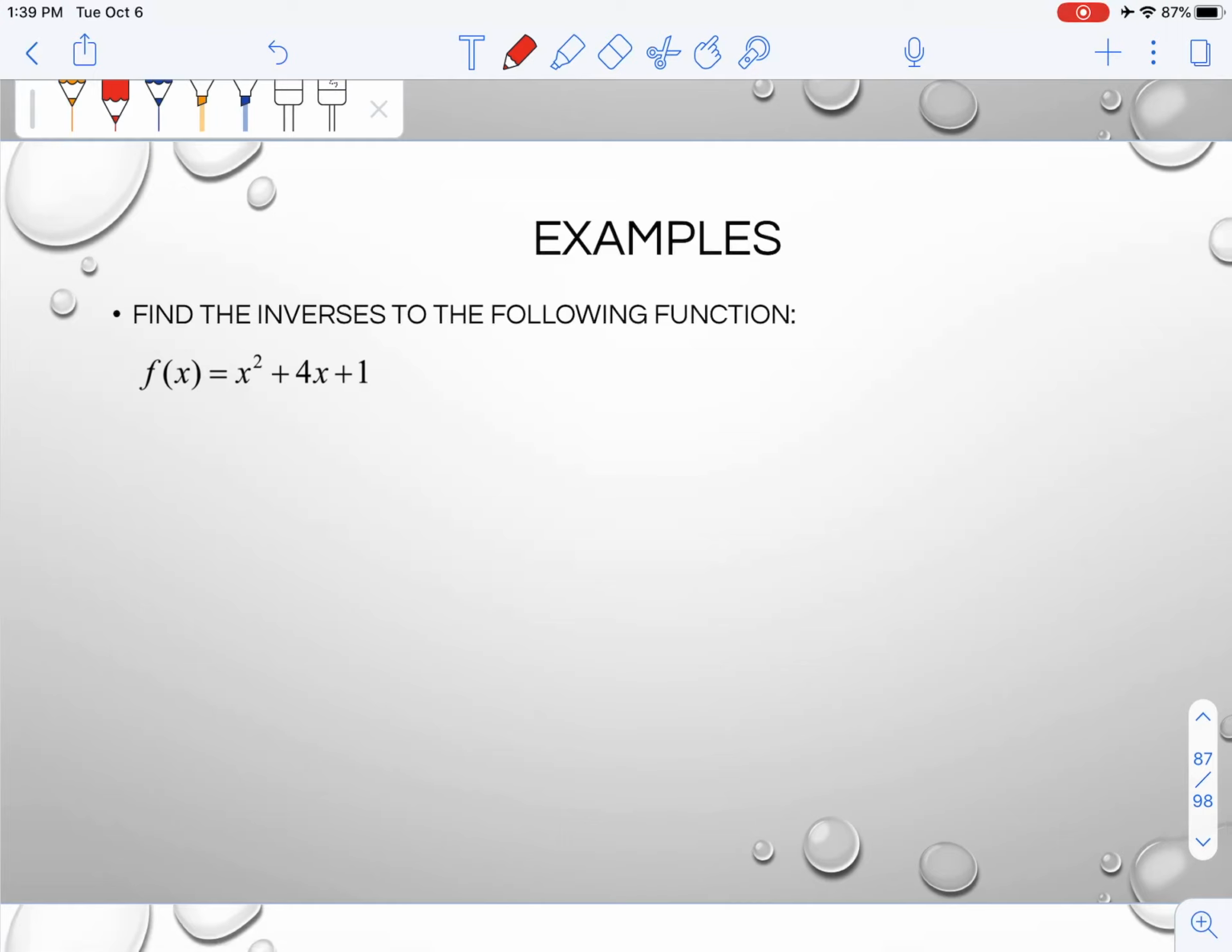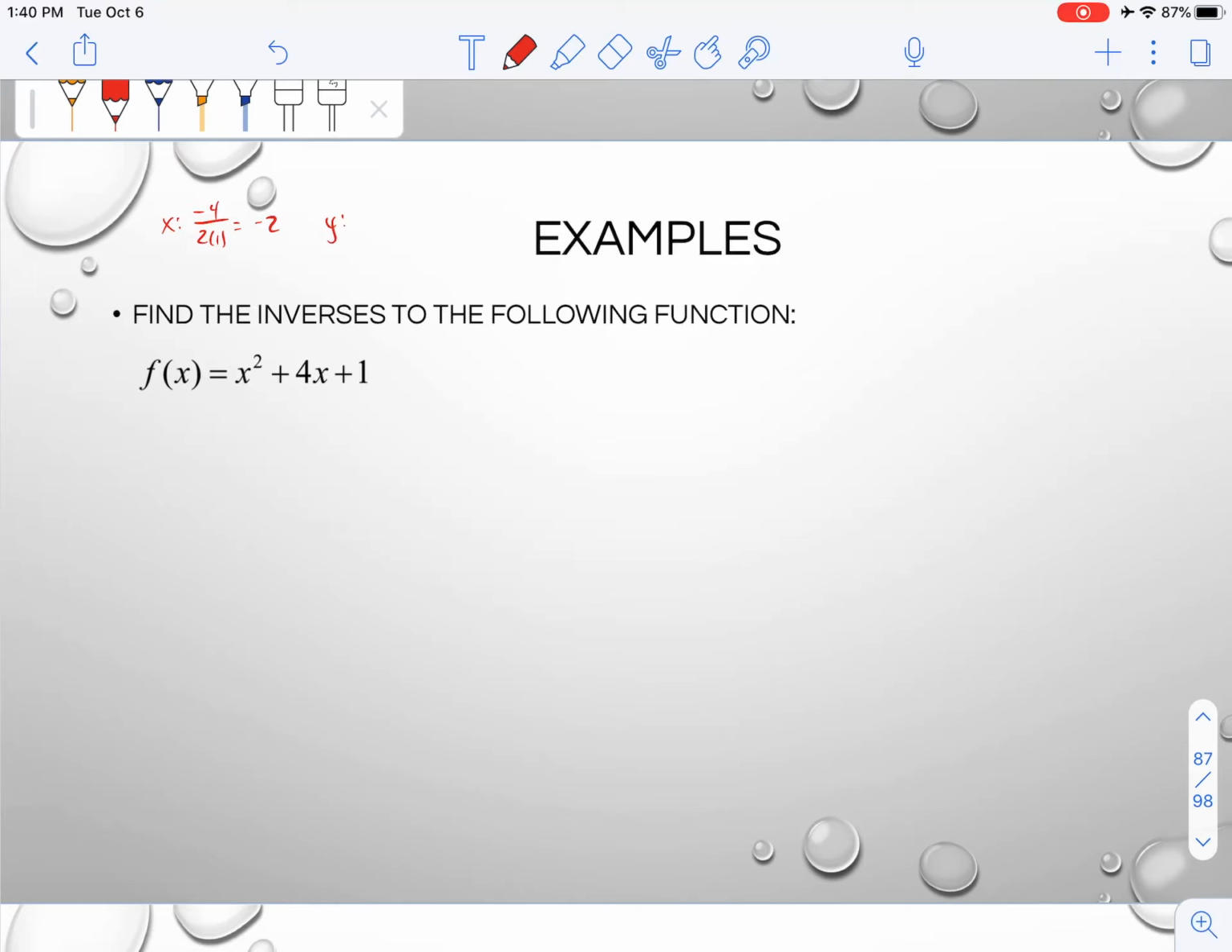Now I want to find the inverse of the next function. This poses a problem for me, right? Right now I have f of x equals x squared plus 4x plus 1, right? So the problem that I'm going to run into here is I don't know where the vertex is. So first thing I need to do is find that vertex. So for the vertex, I'm going to find the x coordinate opposite of b over 2a. So the opposite of 4 over 2 times 1. I'm going to get negative 2.